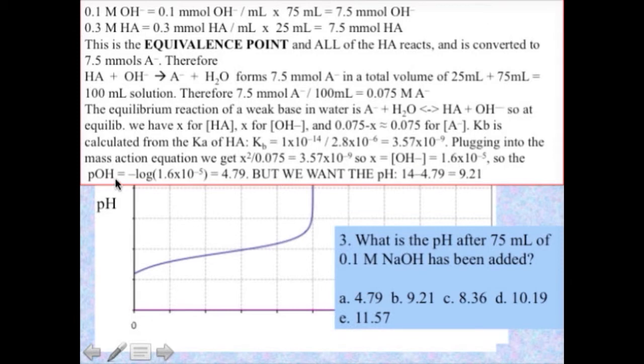So the pOH is the negative log of that number, 4.79, and we want the pH, 14 minus 4.79, which is a pH of 9.21. That's the pH at the equivalence point.